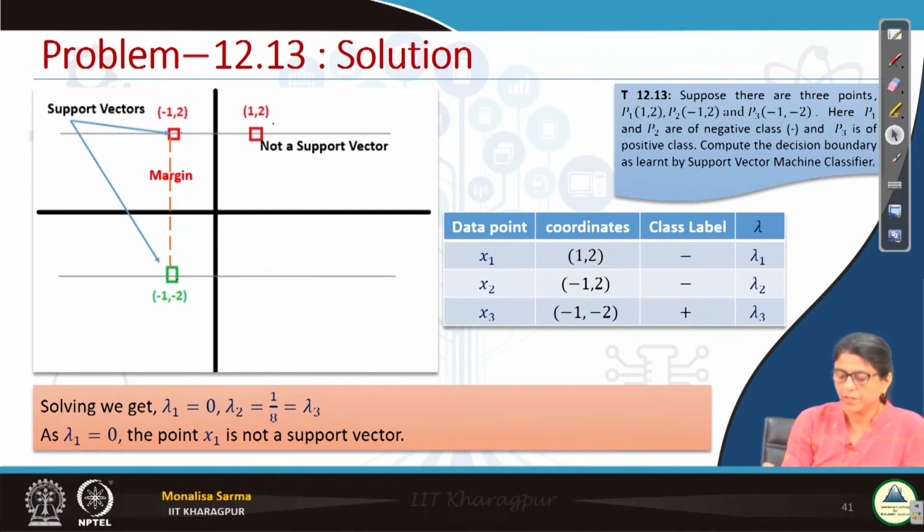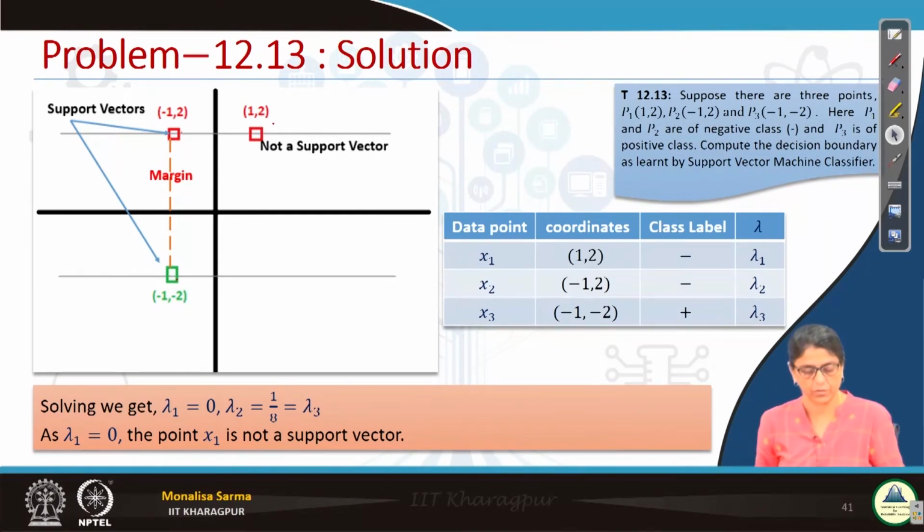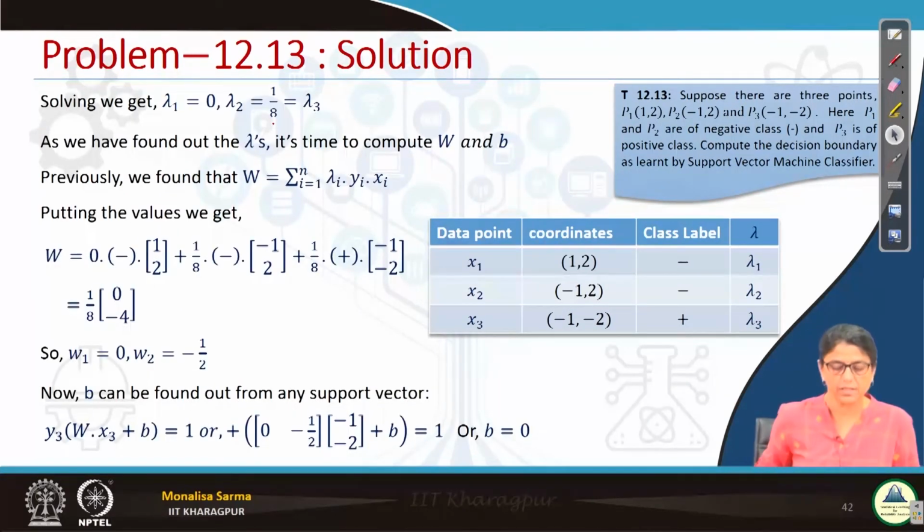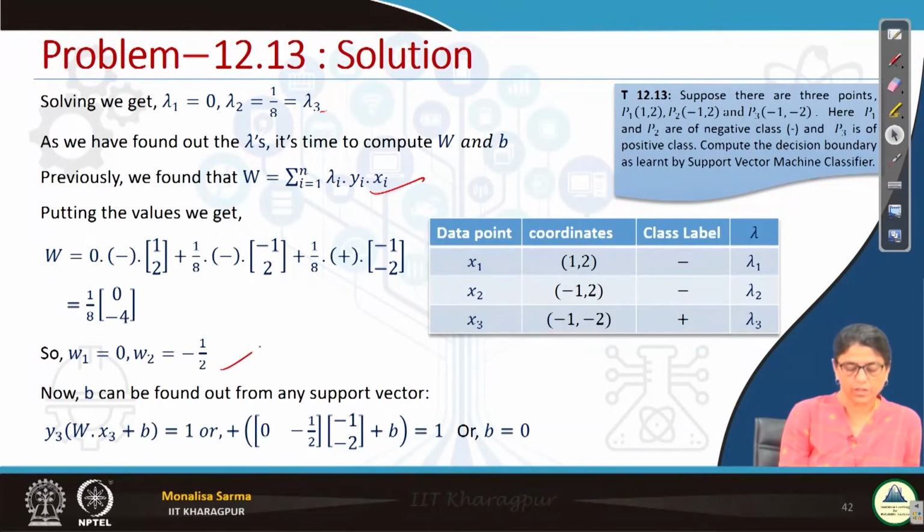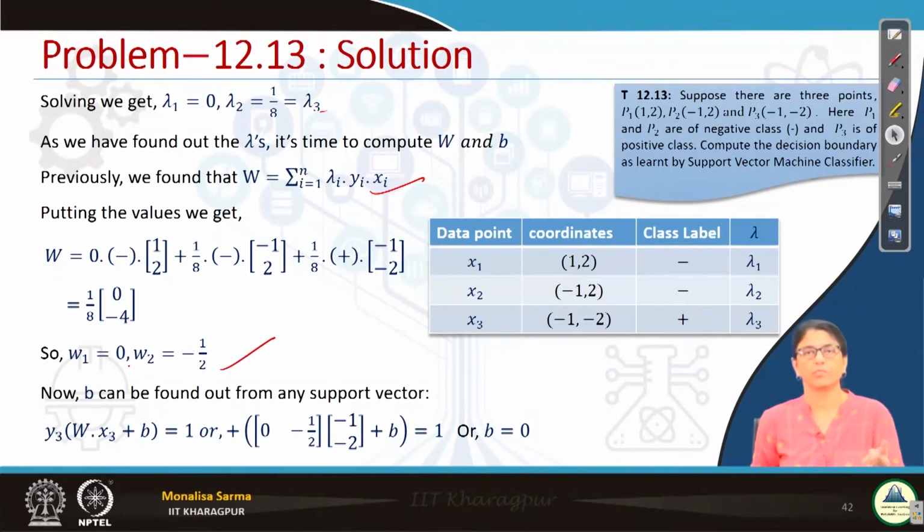So now we have the lambda 1, lambda 2, lambda 3 values. Once we know these, from here we can find the W values as well. We put them here and find W1 and W2. We need to find the 2 values W1 and W2. We put them here and we found the values.